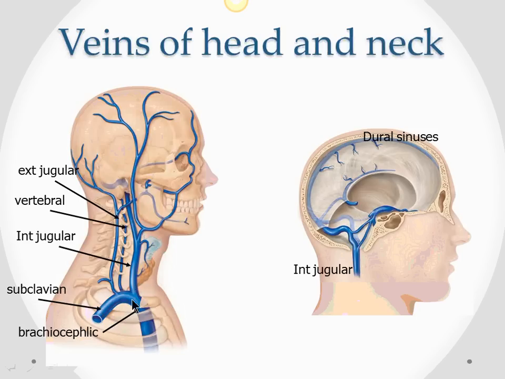Subclavian joins the internal jugular to form the brachiocephalic vein. Remember, there's an artery also and a vein. You have brachiocephalic veins on both sides, but only one brachiocephalic artery, okay? And then the two brachiocephalics join and they form the superior vena cava. So the two brachiocephalic veins join to form the superior vena cava. We'll see it in the next picture. So this is the head and neck.